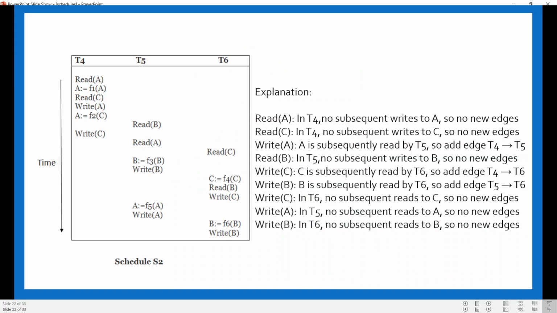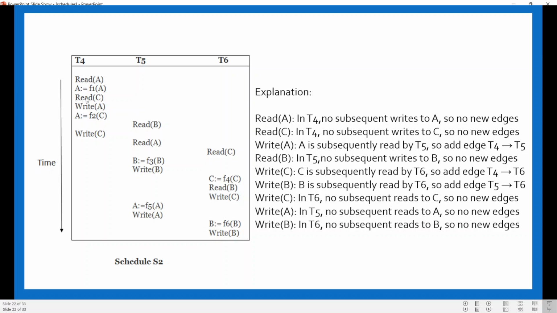Now let us see another schedule S2. Here also we have three transactions, T4, T5 and T6. Now let us see the first operation, that is read A. For read A, we just need to see whether there is any subsequent write operation. There is no subsequent write operation to A here, so there are no new edges. Next is read C. There also is no subsequent write operation on C, so no new edges.